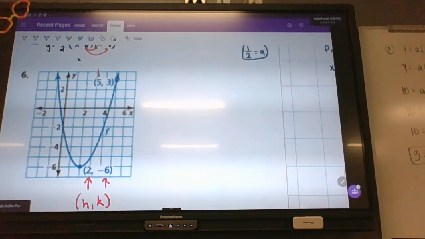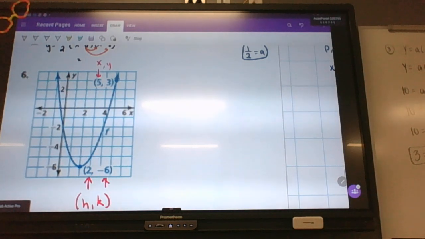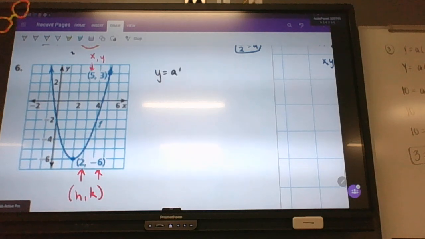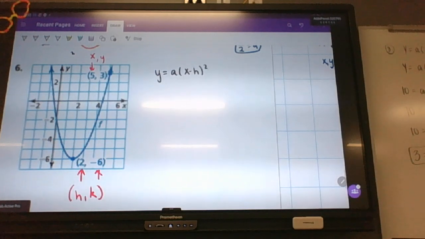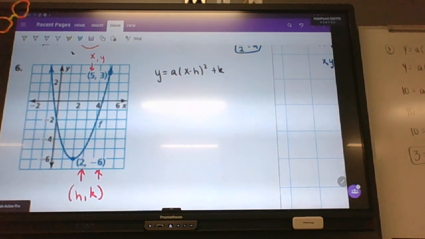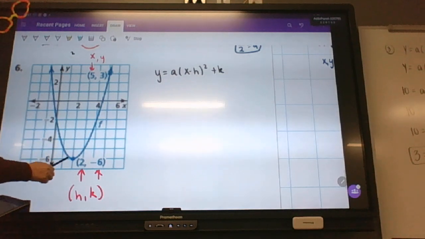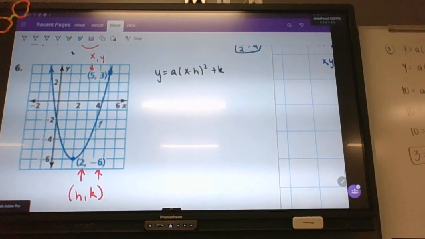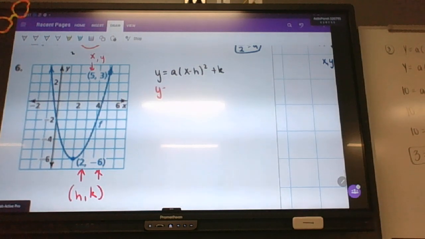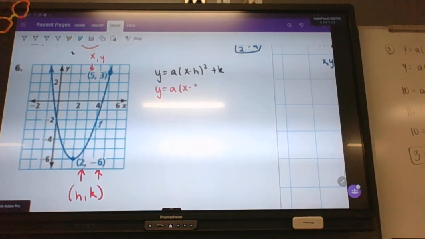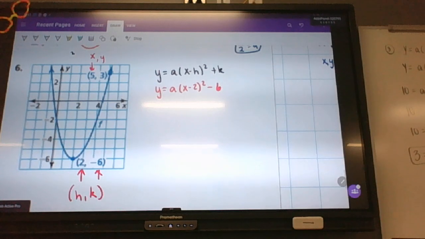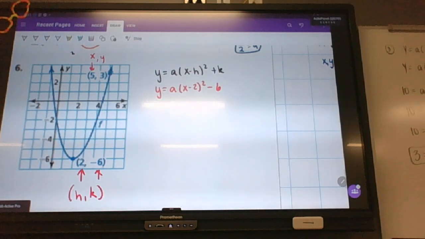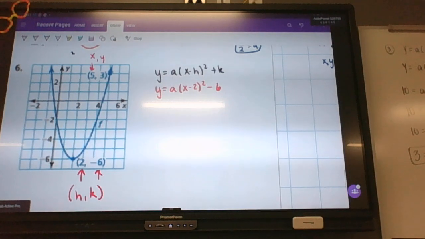Alright, this one is going to be the x and the y. We're going to start with a times x minus h squared plus k. This is the vertex form model, and I'm using that model because I have been given a vertex. So I'm going to plug in h, k. What do we do next? Plug in x, y.